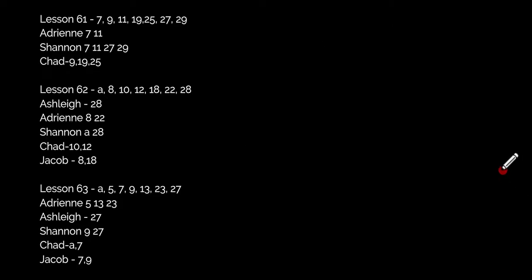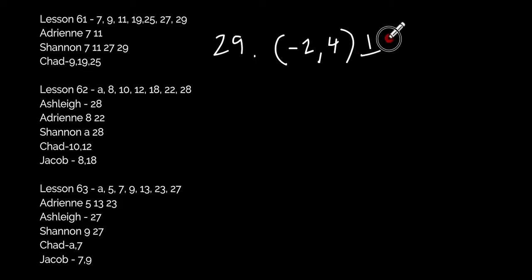Woohoo! Okay, 29 is one of these. These just hang on and hang on and hang on. Okay, 29 is find the equation of a line that passes through the point -2, 4 and is perpendicular to the line 2x plus 3y equals 5.